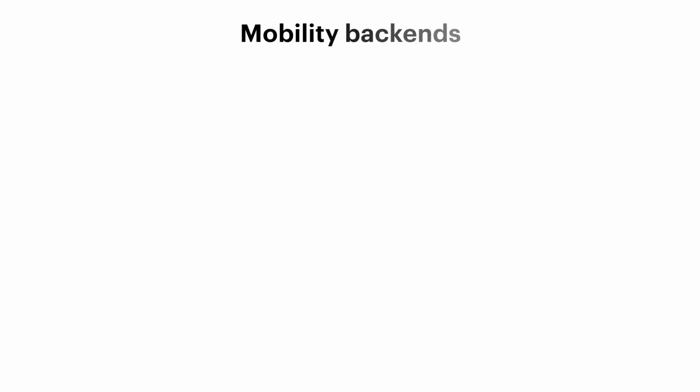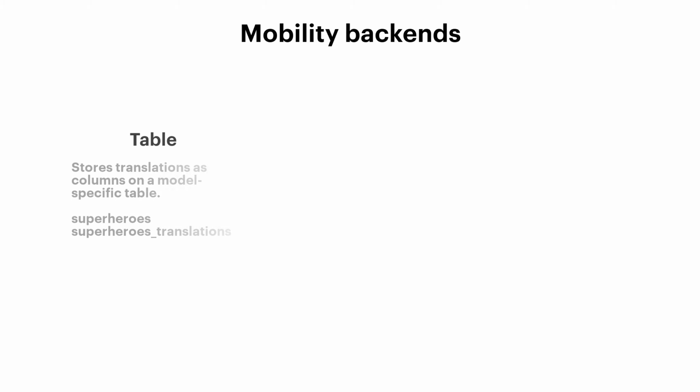Please note that Mobility supports other backends as well. So we can use the table backend. This backend is very similar to the approach found in another solution called Globalize. And so this backend stores translations as columns on model-specific tables. So for example, for the superheroes table, we would have created a separate table called superhero_translations.